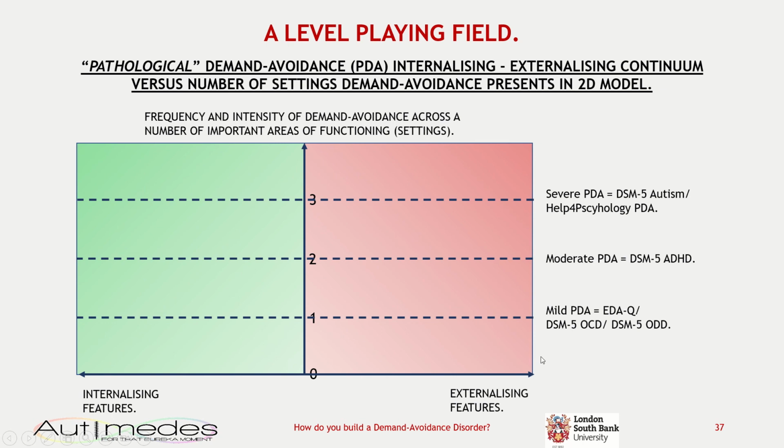So you've got subclinical demand avoidance here, and I've set mild PDA as when the feature is seen in one setting, moderate as 2 settings, and severe as when it's pervasive, in 3 or more settings. So I've shaded it more severe over here: for the external, top right, and more severe internalizer features, top left. And this is a slightly different variation from the previous diagram, because I've pulled the numbers out from the y-axis, so they can be more clearly seen.